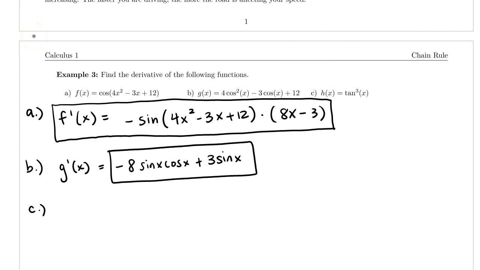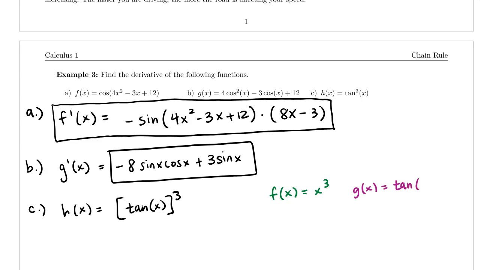All right, for part C, we have h of x is equal to, I'm going to rewrite this as tangent of x quantity cubed, because remember that's the notation we use in trigonometry when we have exponents. And so let's identify the inner and the outer function. I've been calling them f of x and g of x. So in this case, f of x, my outer function, would be x cubed. And then g of x, my inner function, would be tangent of x, because this is what we're plugging into that function.